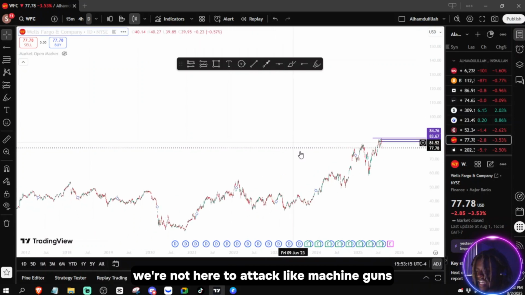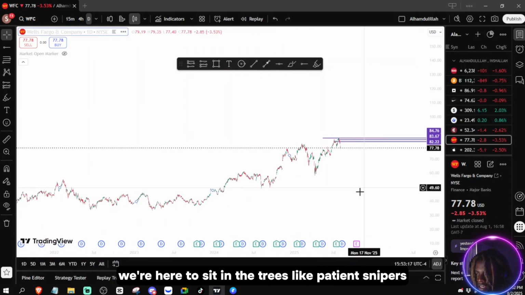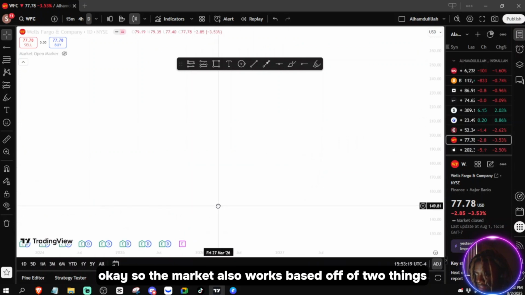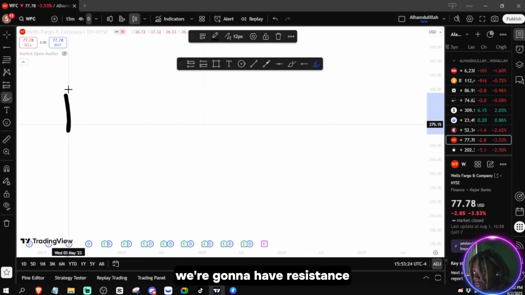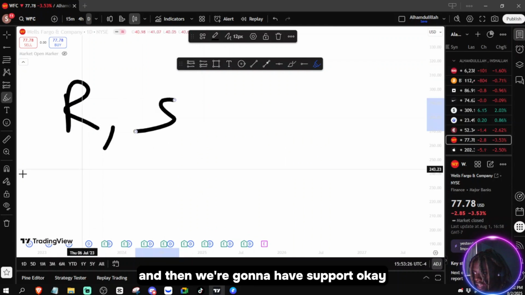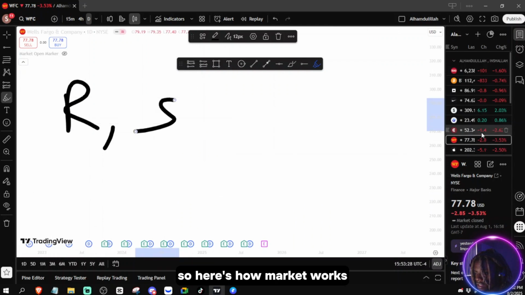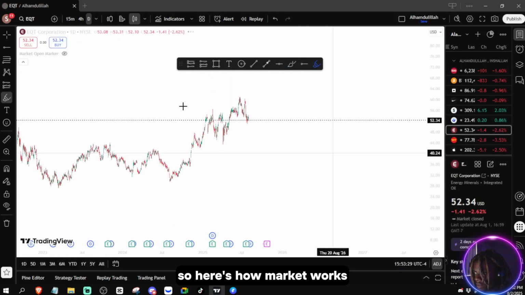We're not here to attack like machine guns. We're here to sit in the trees like patient snipers. Okay. So the market also works based off of two things. We're going to have resistance and then we're going to have support. Okay. So here's how the market works.